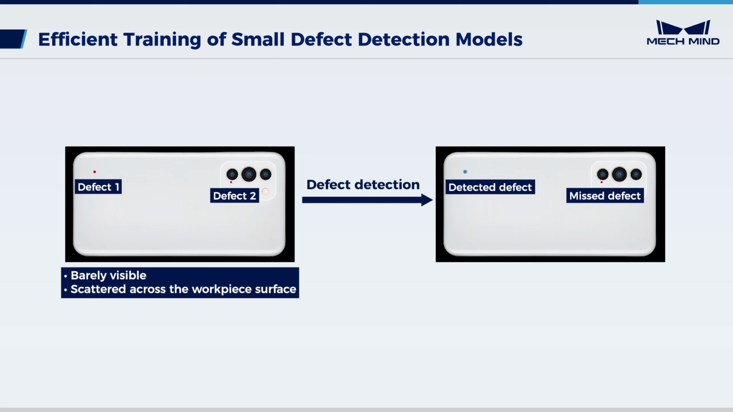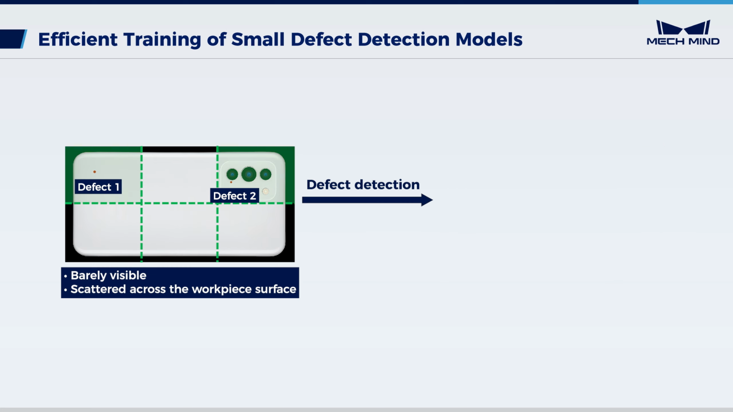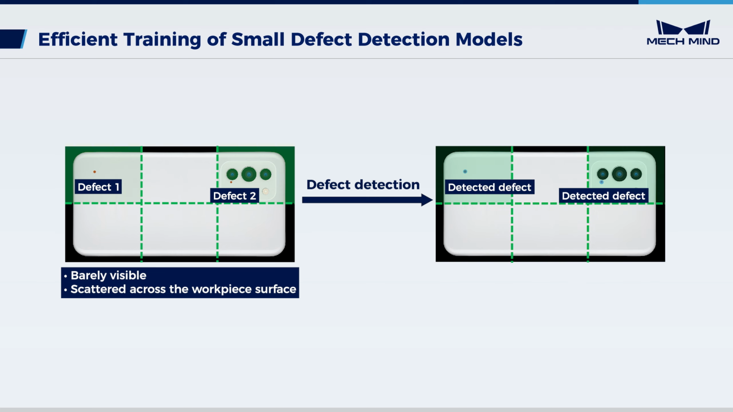key features. To improve the model's detection capability, the original images should be divided into smaller patches of uniform size before training. This increases the relative visibility of each defect within a patch, helping the model better learn the defect features, and significantly improving detection accuracy.